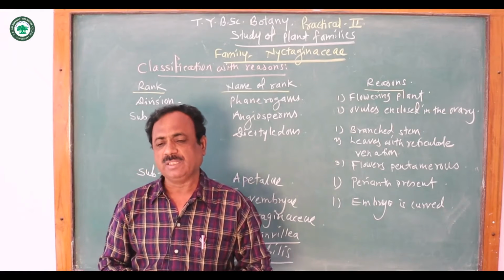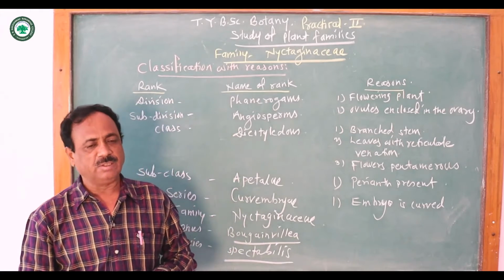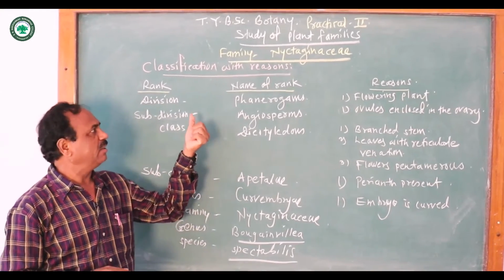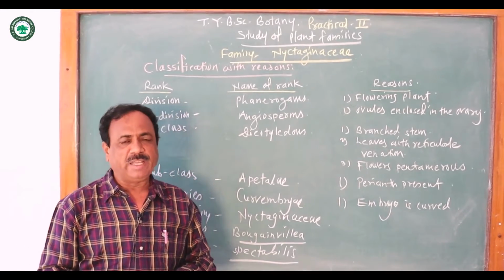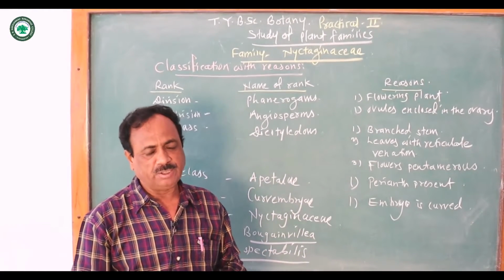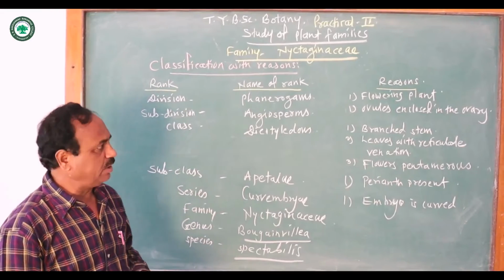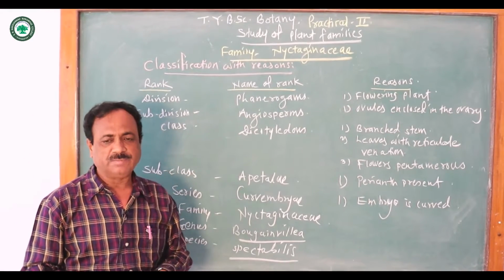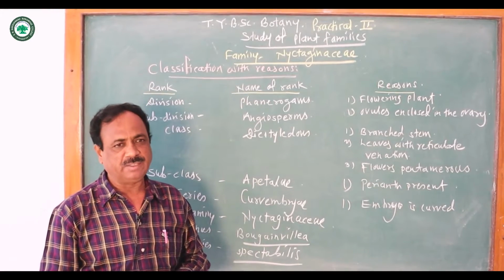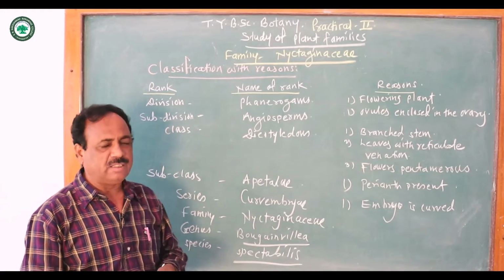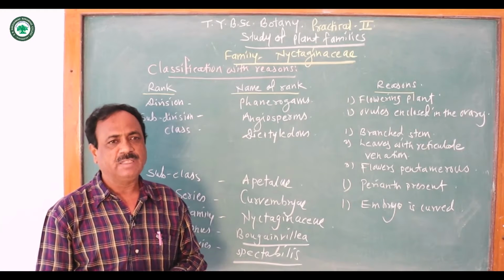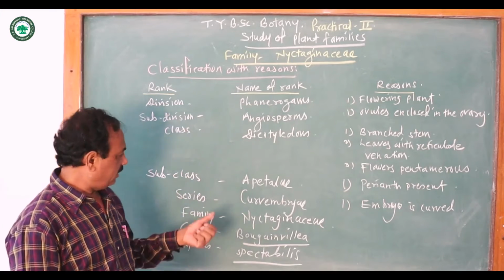So first, let us see about the classification with reasons of this family. The division Phanerogams, so it is the flowering plant. Subdivision Angiosperms, that is ovules enclosed in the ovary. Class Dicot, plant it shows the branched stem, leaves with reticulate venation, flowers pentamerous. Then subclass Apetalae or Monochlamydeae, here calyx and corolla are not differentiated. Perianth lobes are present.